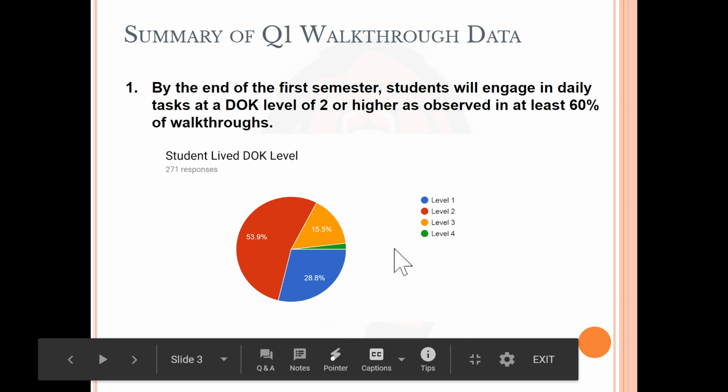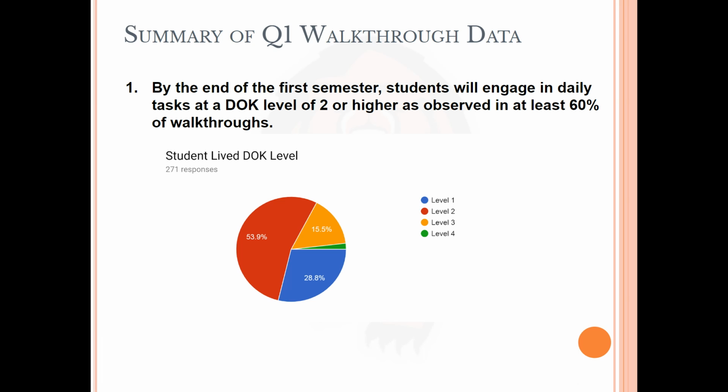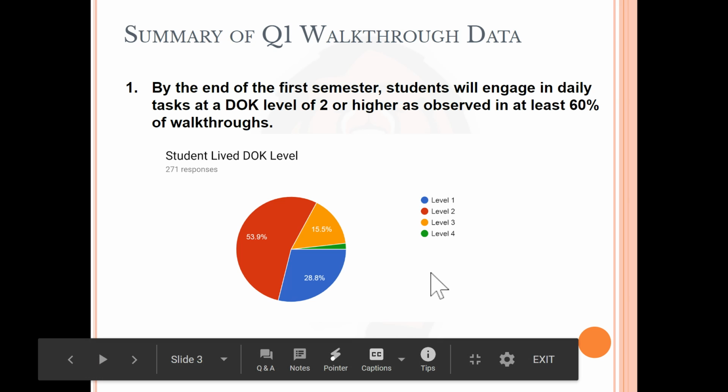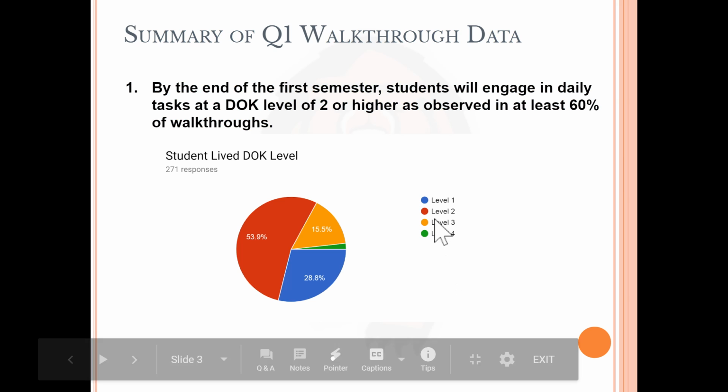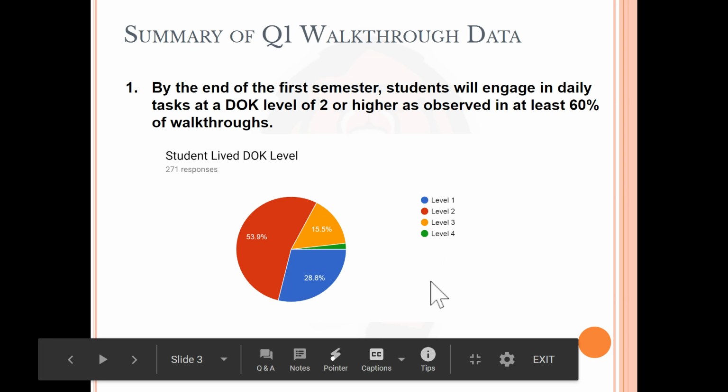We'll start with Goal 1, which read, by the end of the first semester, students will engage in daily tasks at a DOK level of 2 or higher, as observed in 60% of the walkthroughs. You can see by the chart on the screen that in over 70% of the 271 walkthroughs done during the quarter by one of your administrators, we observed that students engaged at DOK 2 or higher. So that is great work on that first goal.